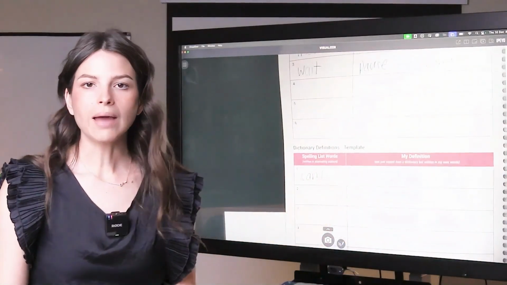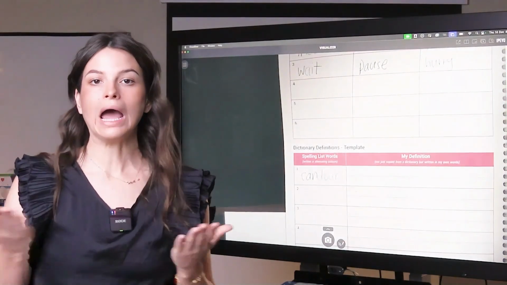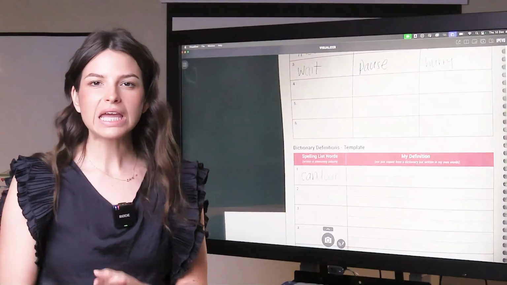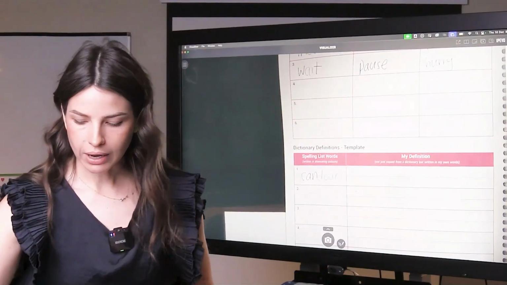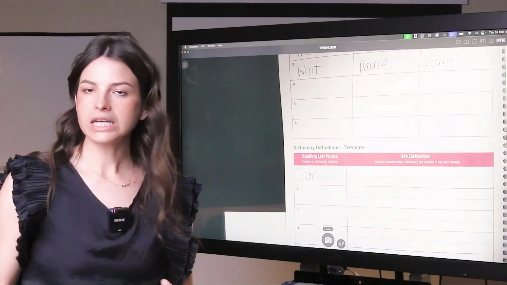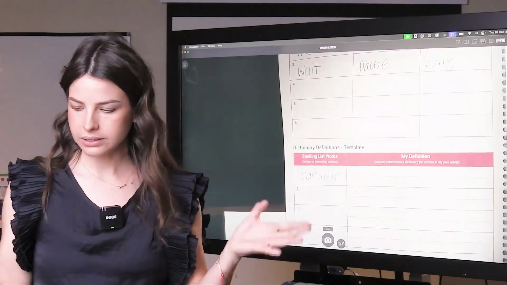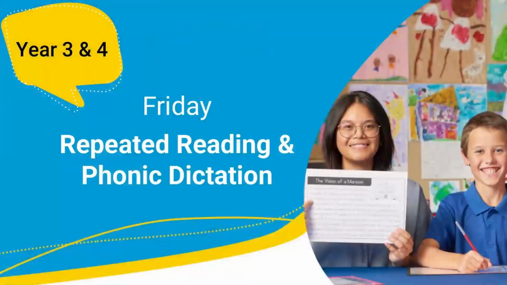Candor. Okay, I'm going to think of my definition. Remember, you can use a dictionary to help you define the definition, but then you have to try and think of the definition in your own words. So if I'm going to define candor, I'm thinking candor is when someone speaks their mind and says the truth about what they really think.